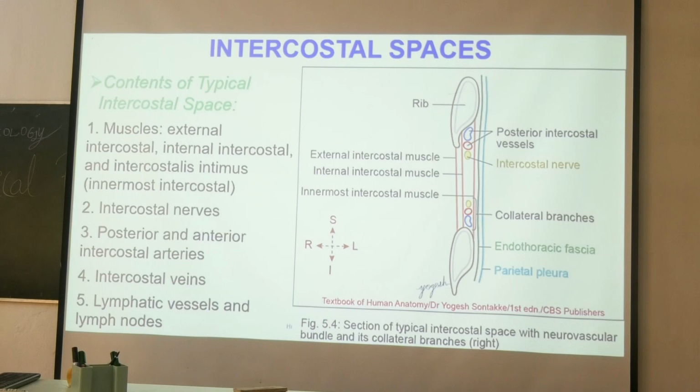The contents of a typical intercostal space are 3 muscles, which I will discuss: external intercostal, internal intercostal, and intercostalis intimus, or innermost intercostal. Another is the intercostal nerve, then posterior and anterior intercostal arteries, intercostal veins, lymphatic vessels, and lymph nodes. You will see the muscles, artery, vein, and nerve. The lymph vessels are very fine and cannot be seen, and the lymph nodes have been removed.